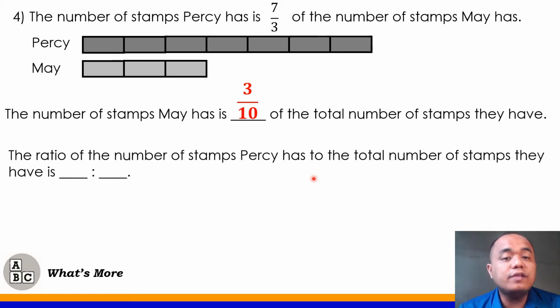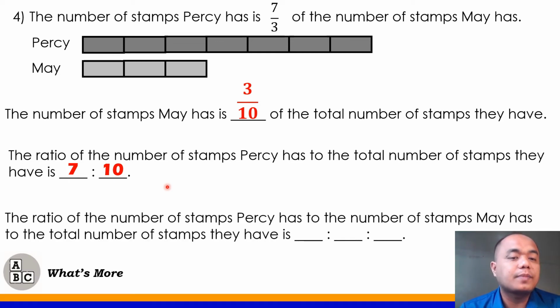Next, the ratio of the number of stumps Percy has to the total number of stumps they have is blank is to blank. So ngayon naman class, yung first quantity natin ay yung stump ni Percy. Ang pangalawang quantity naman yung total number ng stump nilang dalawa. Pero this time, we will use ratio na. So again, your first quantity here is very good. That's 7 kasi 7 nga yung stump ni Percy. How about yung total stump nilang dalawa? How much? Very good. That's 10. So the ratio of the number of stumps Percy has to the total number of stumps they have is 7 is to 10.